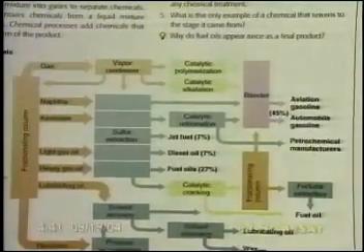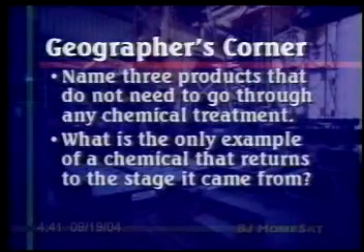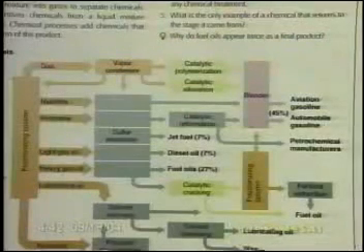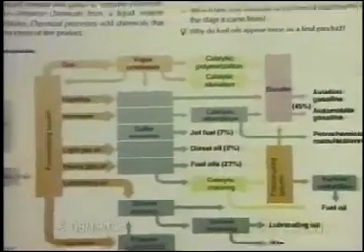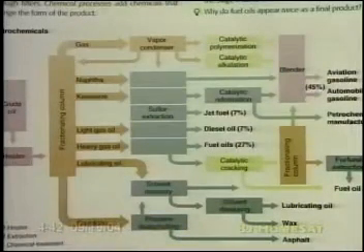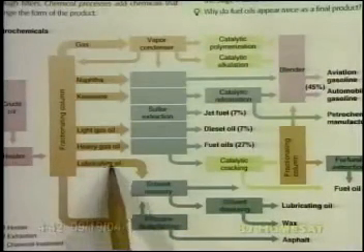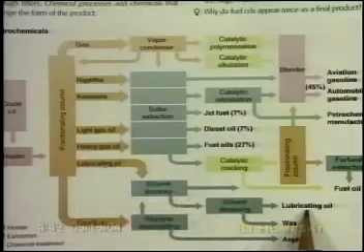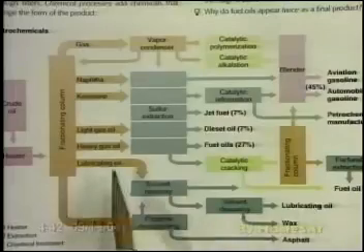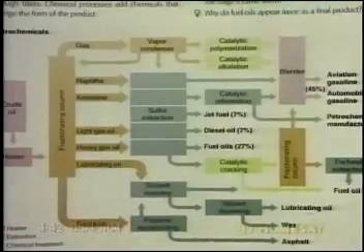Okay, and one final question to help you make sure you understand how to use the flow chart. What is the only example of a chemical that returns to the stage it came from? Okay, that is going to be lubricating oil. I might not have given you enough time if you haven't had a chance to glance over everything on the chart, but here is lubricating oil, and we end up with lubricating oil after the solvent recovery and dewaxing. So lubricating oil is the only one there.